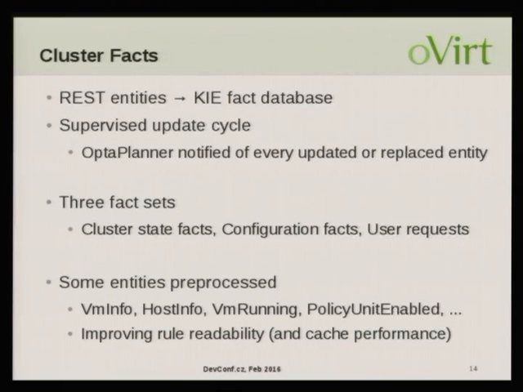Some entities are preprocessed, basically because the REST API entities are pretty deep and pretty complicated, and the caching mechanism in the rules only caches top-level objects or accesses to top-level objects. You can't replace something that's deep in the structure. You have to replace the full object. So we preprocess stuff into VM info and host info, just to make it faster and actually more readable when we access the data from the rule system.